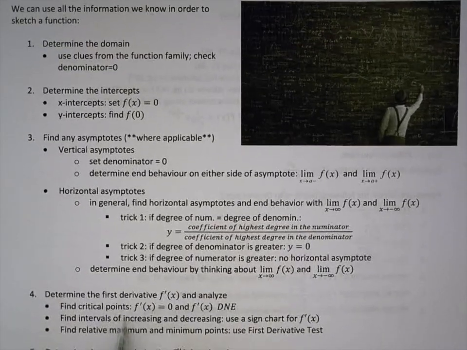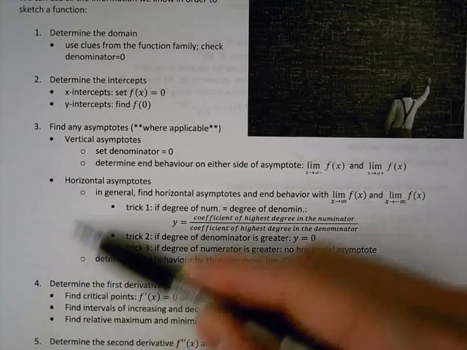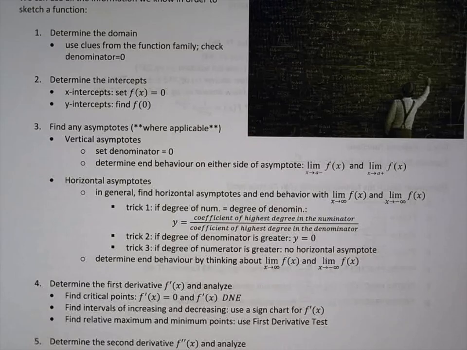Now, if you remember the first 2 lessons of this chapter, the first derivative helps us know when the function is increasing or decreasing. Remember, we made a sign chart for the first derivative. And then using the critical points, which is where the first derivative is equal to 0 or the first derivative does not exist, we can test those points using the first derivative test and see if they're relative maximum or relative minimum points. So you can figure out the ups and downs and the little peaks and valleys as you go.